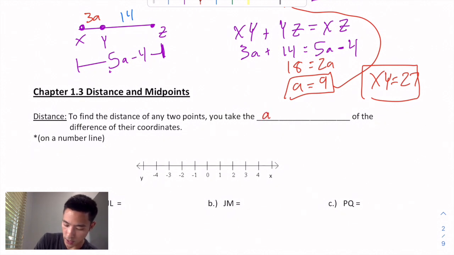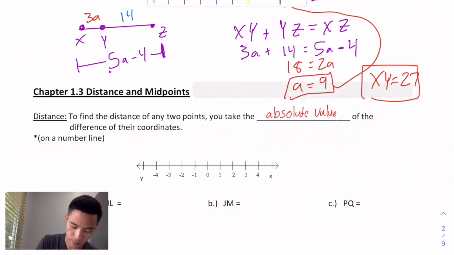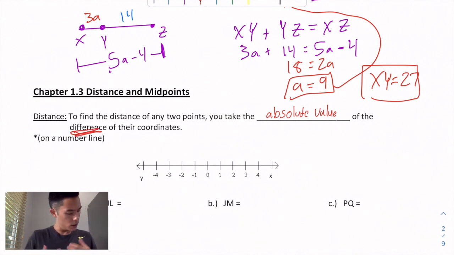We take the, starts with an A, ends with absolute value. The absolute value of the keyword difference. So we're going to subtract. So I'm going to set this up here, okay? Everyone needs to copy this one. You got to set it up properly.